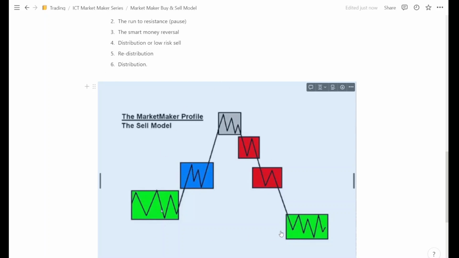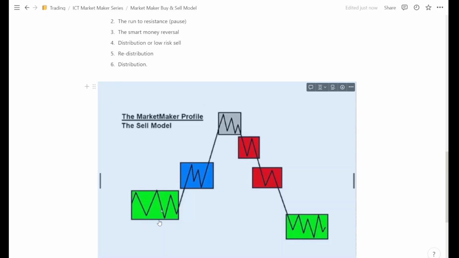After that market maker sell model is complete, you anticipate a buy model to take out the initial high. Remember that fair value gap is a level you are looking to go long initially. What has happened is that this initial consolidation is the algorithm trying to build orders that will allow smart money to get in here at this second leg.